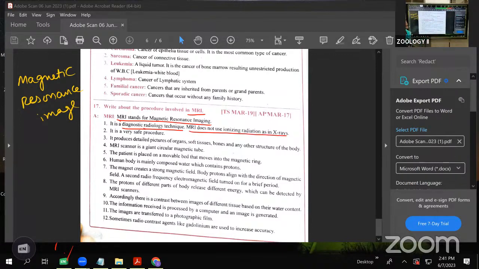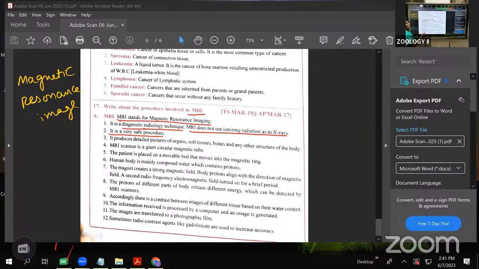X-rays have more ionizing radiation present, but in MRI, magnetic resonance image, that much ionizing radiation is not there. That's why it is a safe procedure. Comparing MRI and X-ray, which one is better? MRI only, because MRI does not have ionizing radiation. That's why it is the safest procedure.